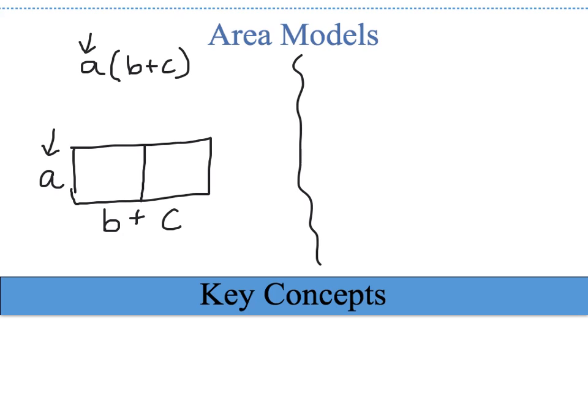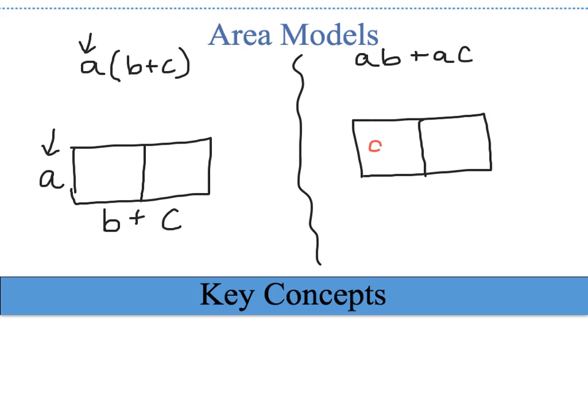The other type of problem that you might see would be something like this. AB plus AC. Notice this problem does not have any parentheses. So if the problem does not have any parentheses, instead of placing the items on the outside, you place them on the inside. So this would be the AB, and this would be the AC. Notice this does not have a GCF, but that is your job to figure out what the GCF would be. The other thing I want you to think about is the inside of the model always equals the outside of the model.